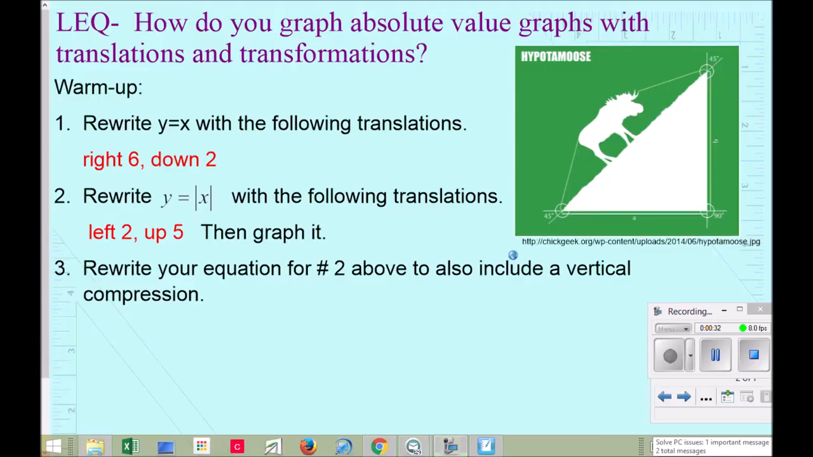So take a moment now to copy the warm-up problems into your notebook and pause the video so that you can try them, and then play the video to see me going over them. So let me go over the warm-up here.